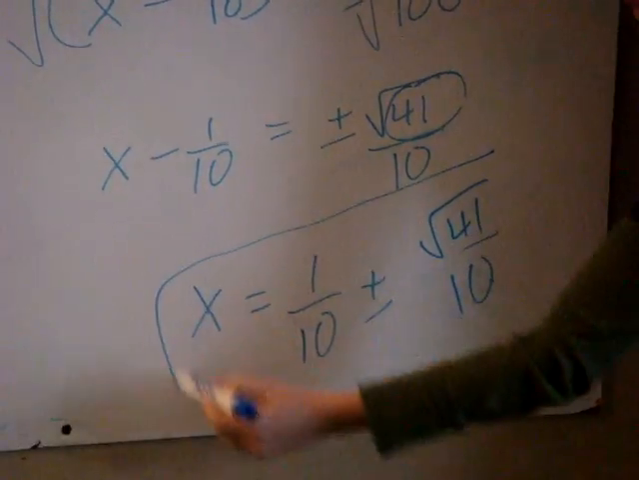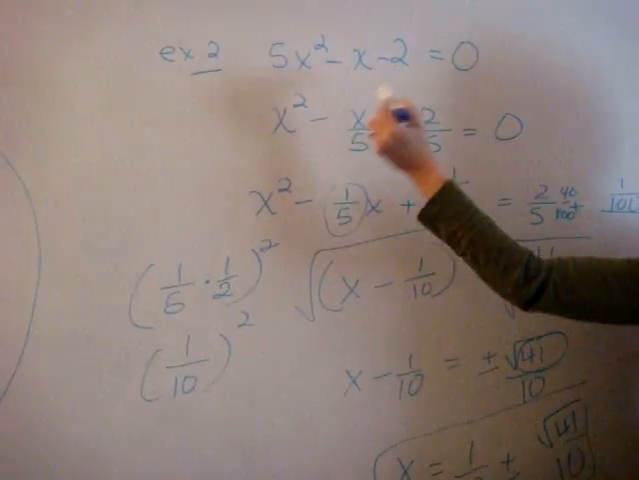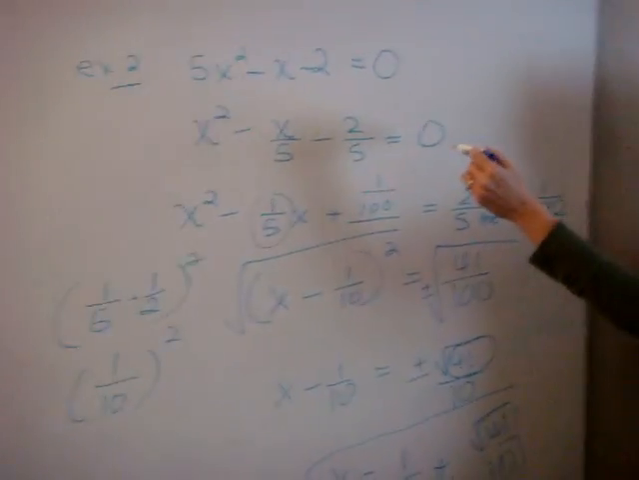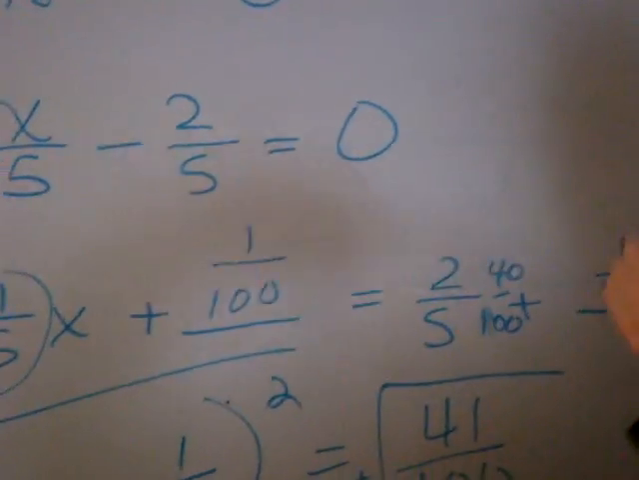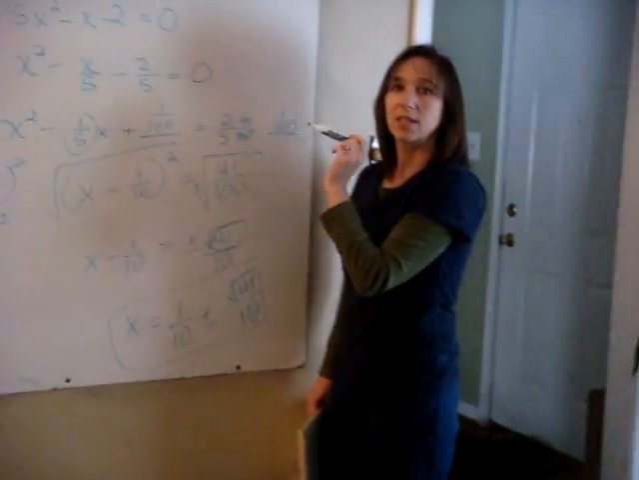So this is your final answer, and again, if you would take this value of x and put it where the x is in the equation, you would get 0. So that's it for completing the square. Keep watching this video over and over if you don't get it, and we'll do this in class if you're stuck.